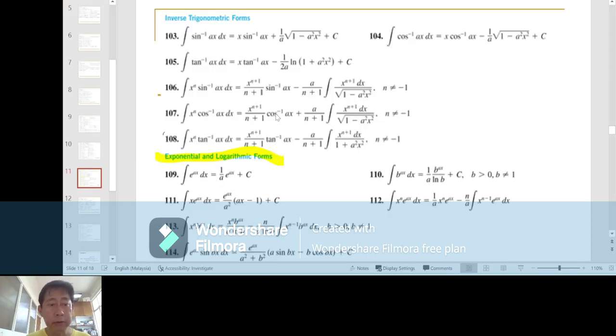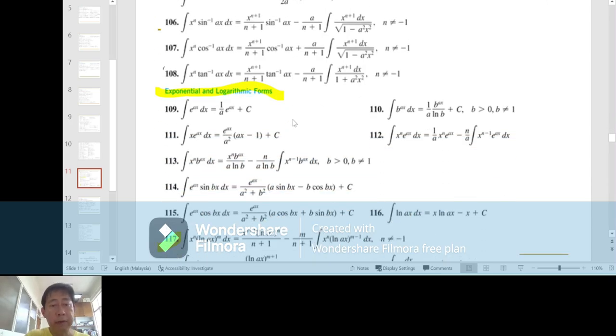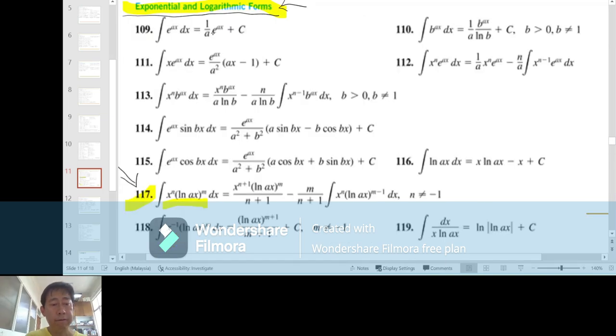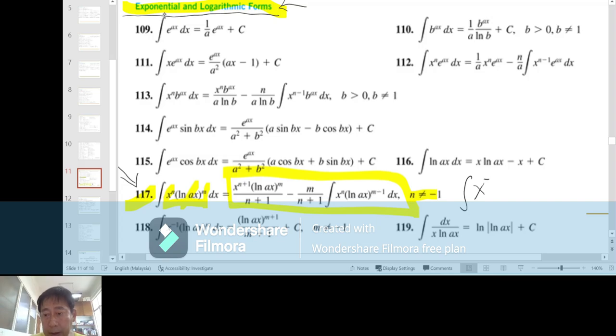If you refer to the integral table and look for the items that involve exponential and logarithmic functions, item 117, you find this item x raised to the power of n times ln ax raised to the power of m. And the result of the integration is given by here with the condition that n is not minus 1. In the present case, we are integrating the function of x to the power of minus 2 times ln x. So it is obvious that here n is taking the value of minus 2, m is taking the value of 1, while a is taking the value of 1 as well.